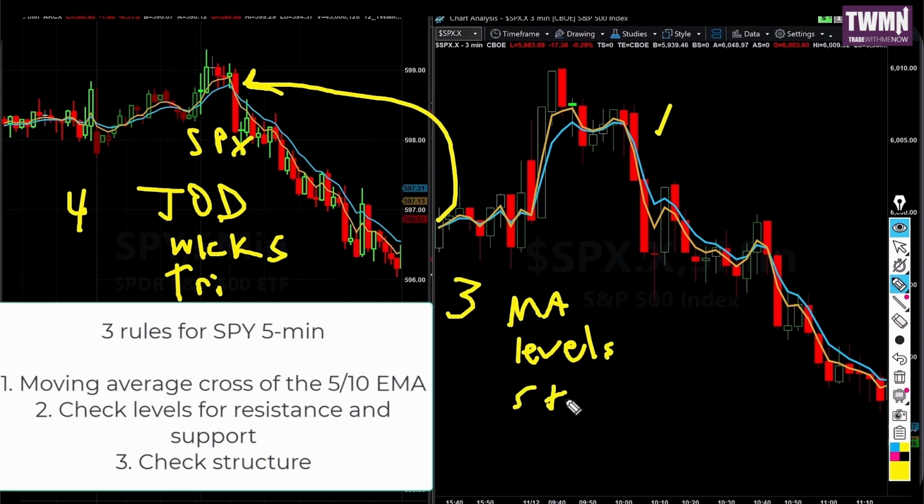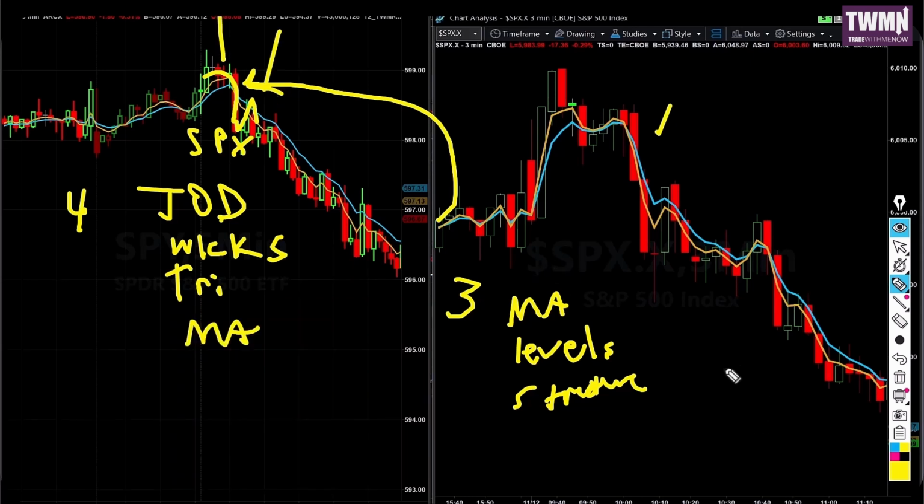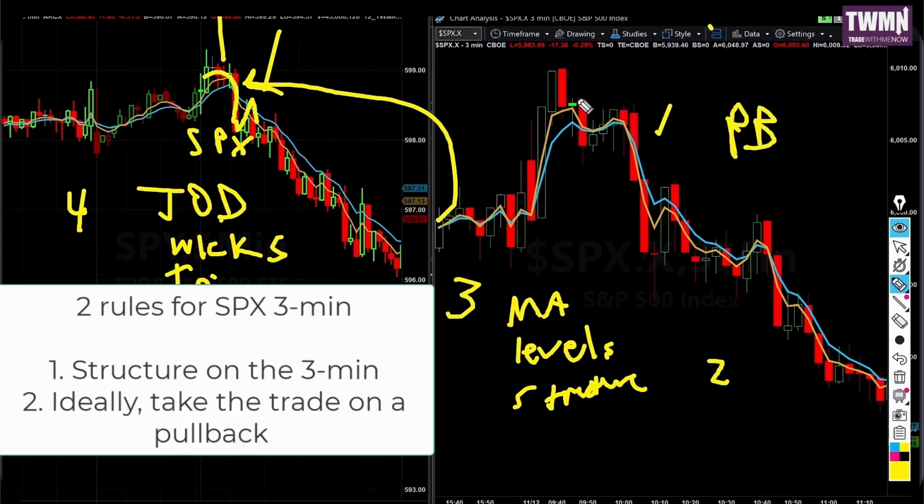And lastly, structure on the 5. Do I have structure? Or is it just coming down? I don't want to just take it on a candle like this. I want to wait until it comes back up and then moves back down. That is structure. And then the 2 is I come back to my trading chart right before I'm ready to take the trade, and I wait for that little pullback move right there, just to prove it so that I have structure here. That's the entry.